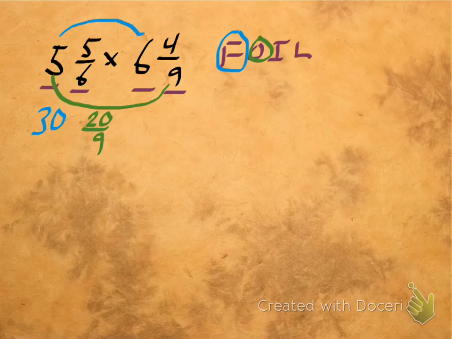The inners are the inside here, the 5/6 times 6. And what is 5/6 of 6, guys? 5/6 of 6? 5. It's going to be 5. Yeah, the 6's cancel out. You get 5 over 1. Okay?